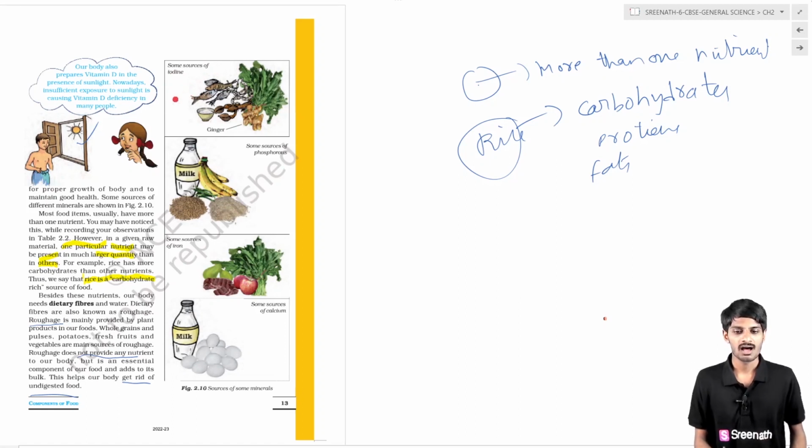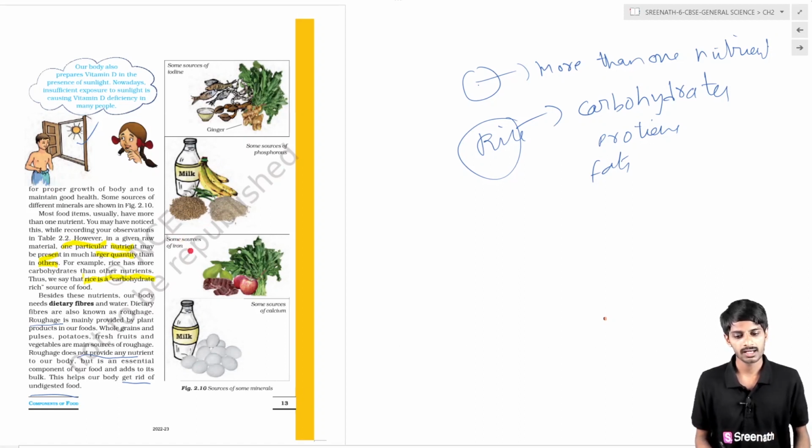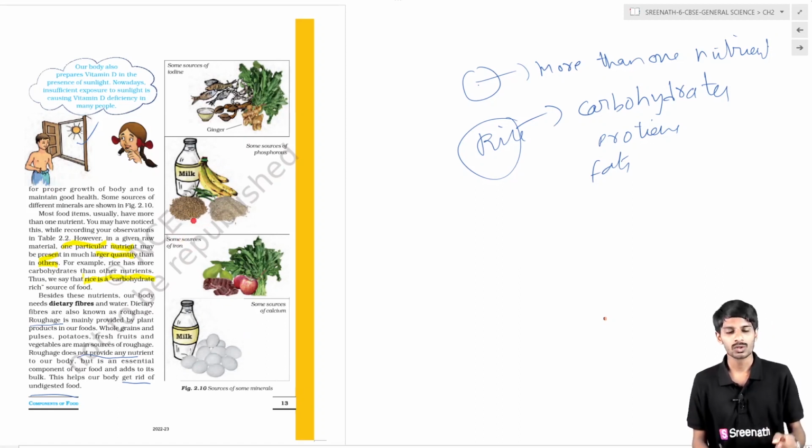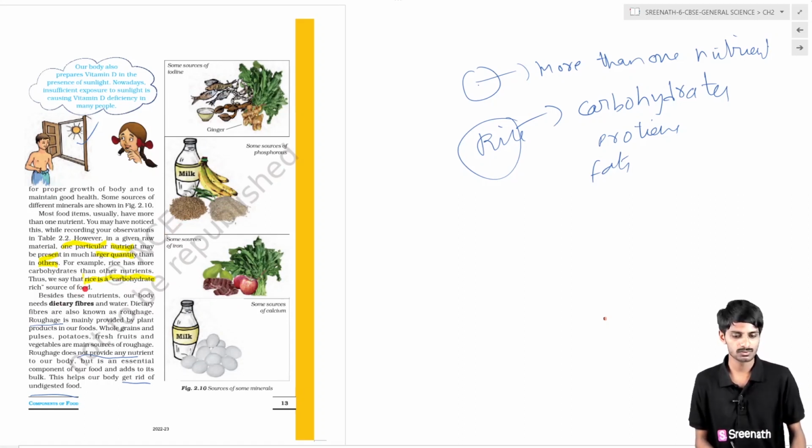Now some sources of minerals. In addition to nutrients and vitamins, we also need some minerals. Iodine is a mineral, phosphorus is a mineral, iron is a mineral, calcium is a mineral. We need minerals in small quantity. Basically, rice is a carbohydrate rich source of food.